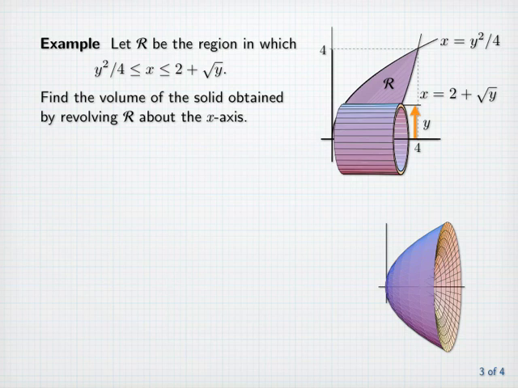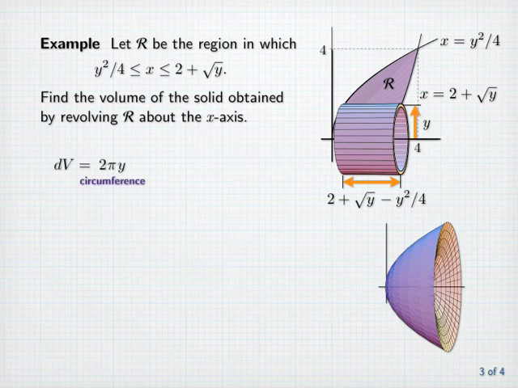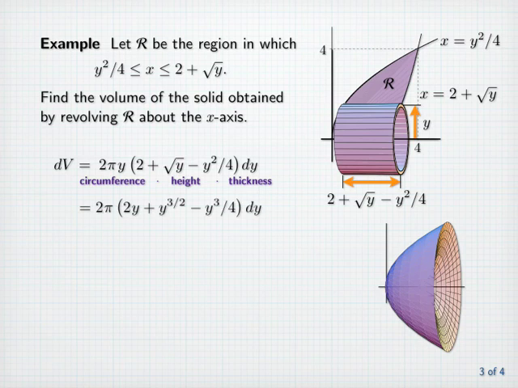of y. Clearly the radius of the shell is y, and its length is the x-coordinate at the right end, which is 2 plus the square root of y, minus the x-coordinate at the left end, which is y squared divided by 4. So our volume differential dV equals shell circumference 2 pi y times height 2 plus the square root of y minus y squared over 4 times thickness dy. Let's prepare this for integration by multiplying the y factor through to obtain 2 pi times (2y plus y to the 3/2 power minus y cubed over 4) times dy.